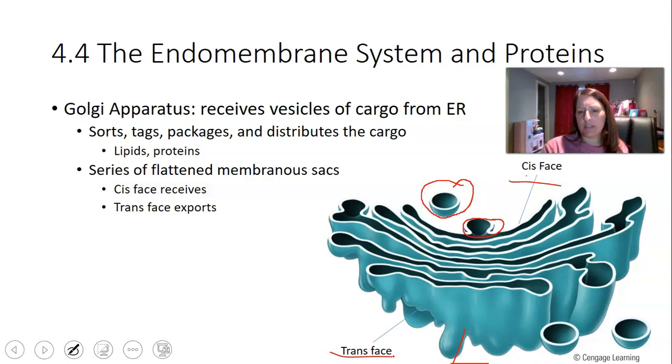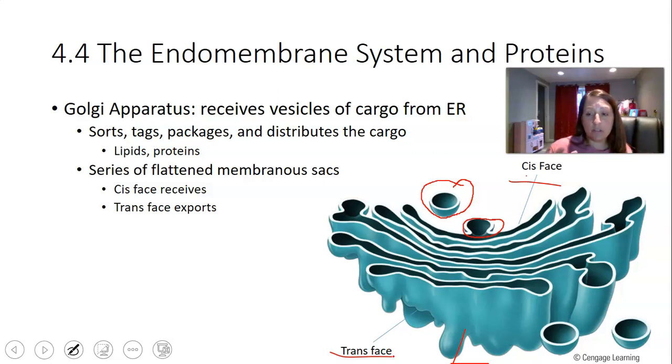I always think of the Golgi as kind of the mailroom. It's the packaging center. You know, the mailroom receives a package, it makes sure it gets to where it needs to go. And that's what the Golgi does. It receives packages from the endoplasmic reticulum, and it makes sure those packages end up at their final destination.